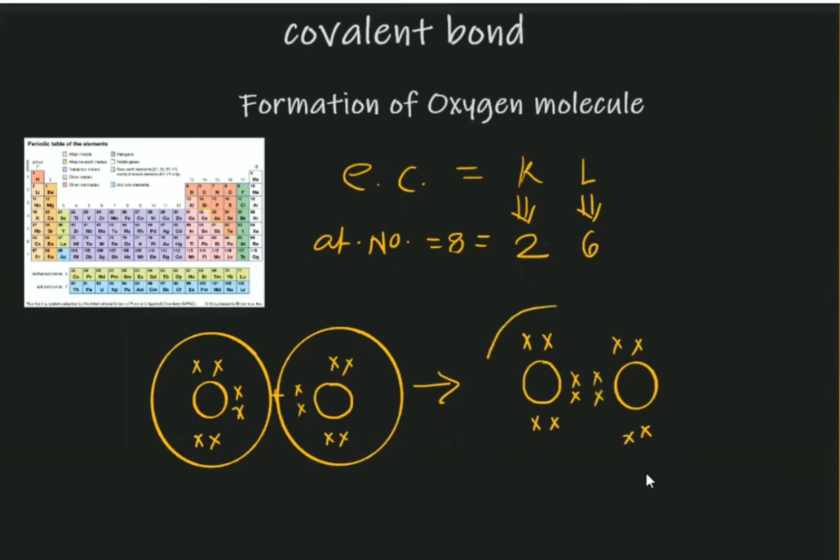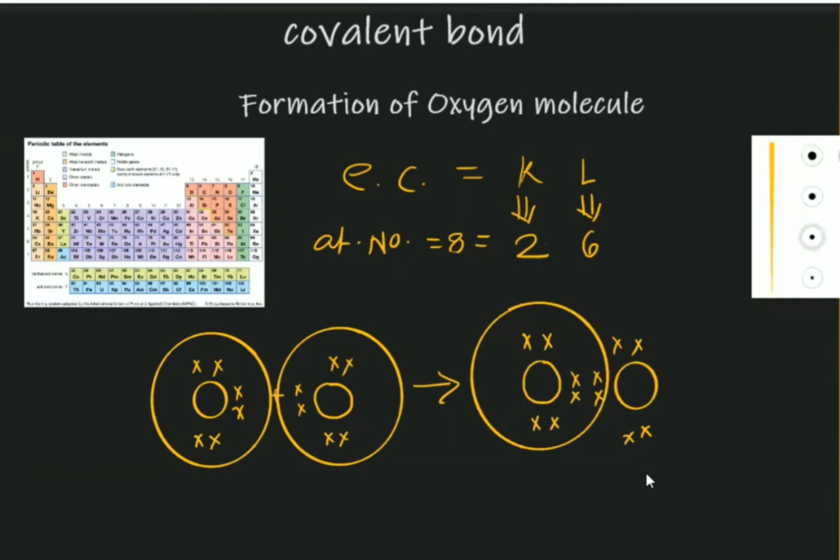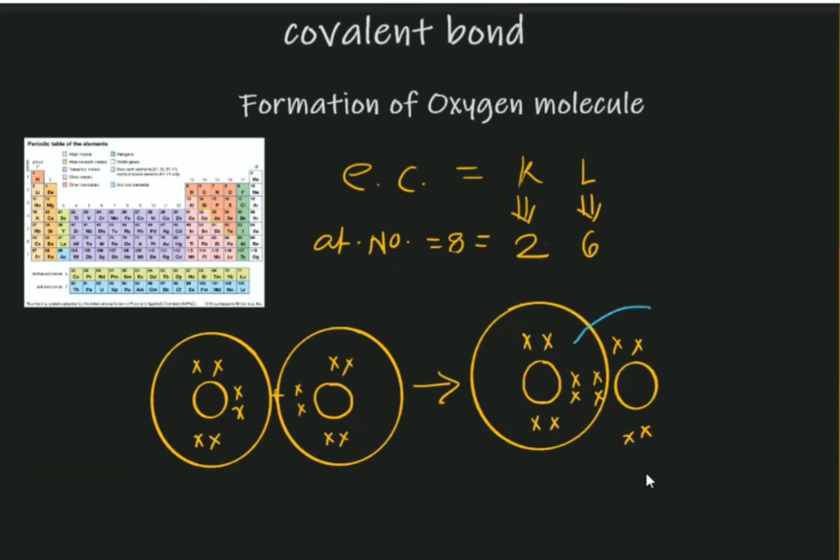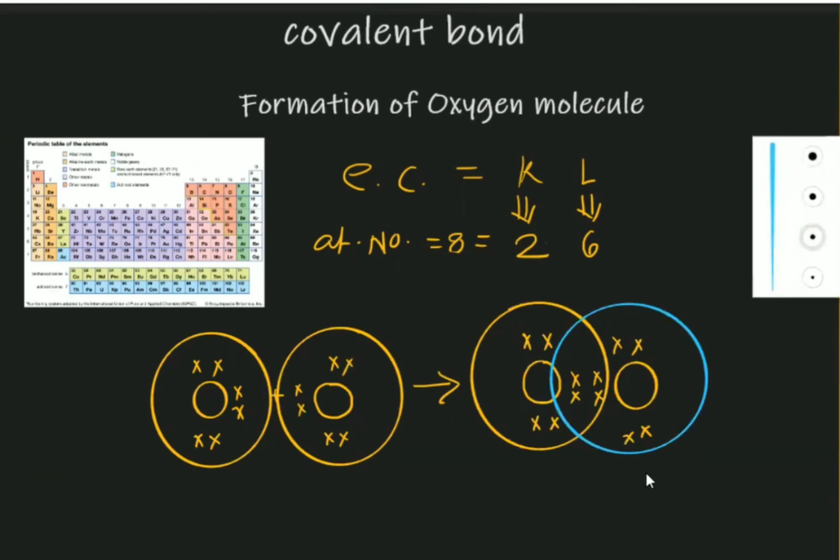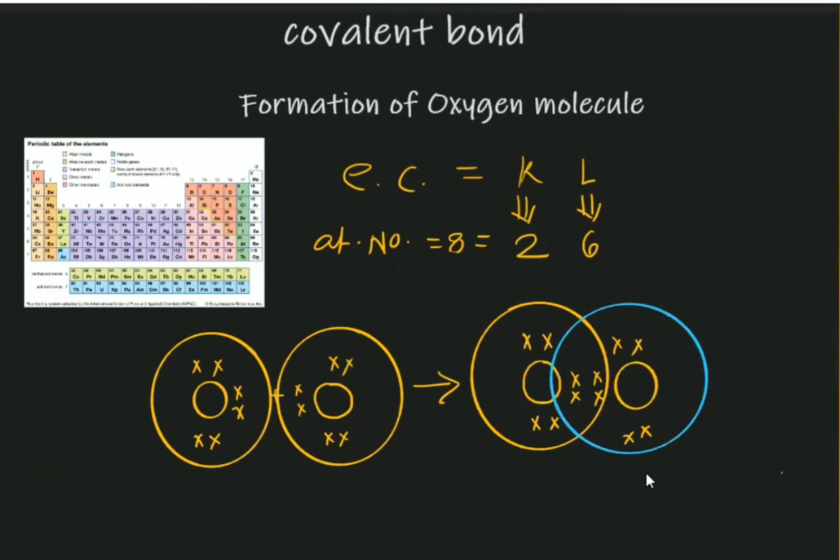So each oxygen will fulfill its octet by having 8 electrons. You can see 8 electrons in its outermost shell. The other oxygen I can show by a different colored circle. This is the oxygen which can again fulfill its octet, the outermost shell, by having 8 electrons. Before combination there were 2 oxygens, and after combination the O2 molecule is formed.